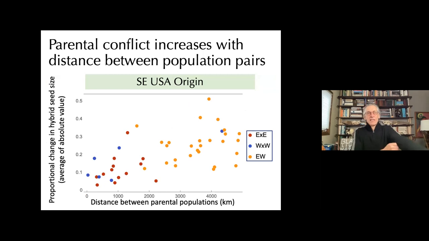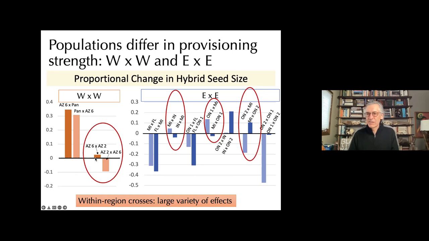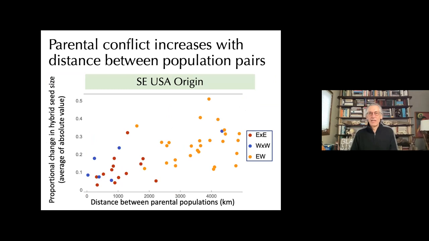If you take the average difference, whether they're up or down, take the absolute value and take the average proportional offset from the hybrid seed or the crossing seed and graph it against geographical distance, and let's say you have to go through Florida, in other words, not just straight geodesic distance, but going through Florida, then you find this very strong relationship between geographic distance and the average absolute value of the proportional change. And you can see here, it's true of the east, it's true of the west, and it's true of east by west. And that's a really, really cool finding.